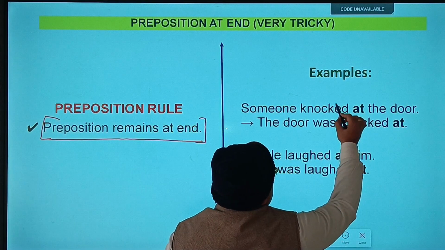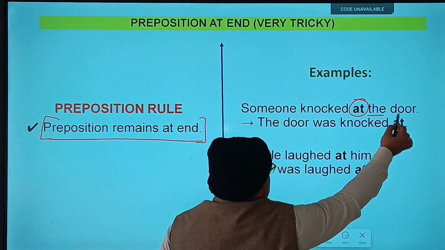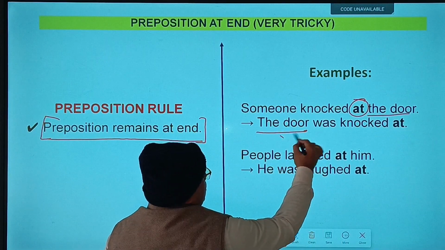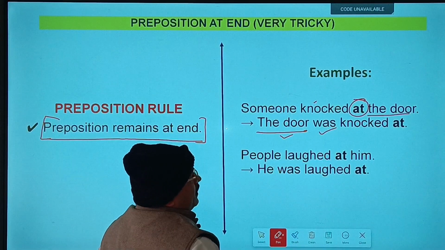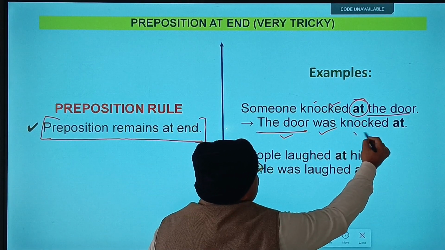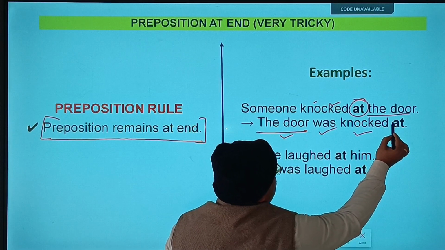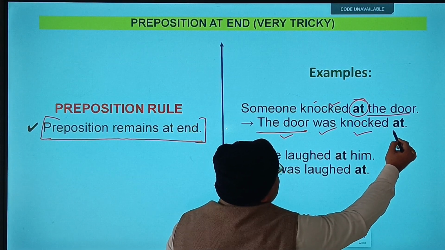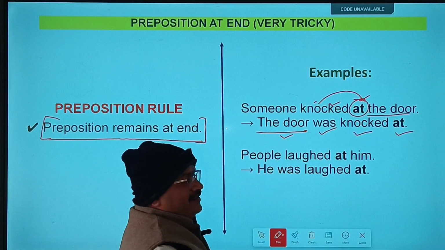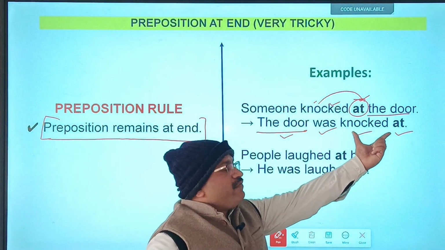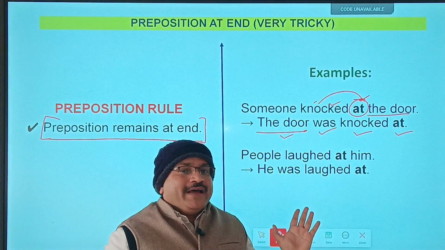Someone knocked at the door. You can see the preposition: knocked at the door. So the door is what? Object, the door. Simple past tense, so was. Third form of knock, knocked. Now after knocked we have not put a full stop here. What? At. Because knocked at. Yes or no? The preposition will remain intact with the verb when we change into passive voice.